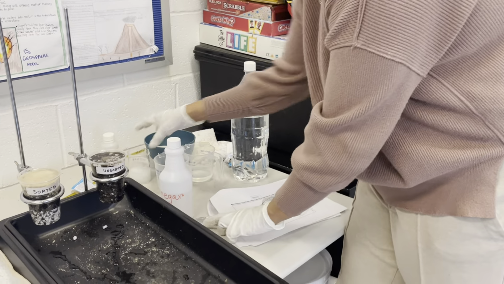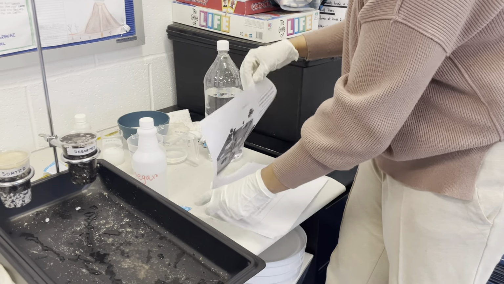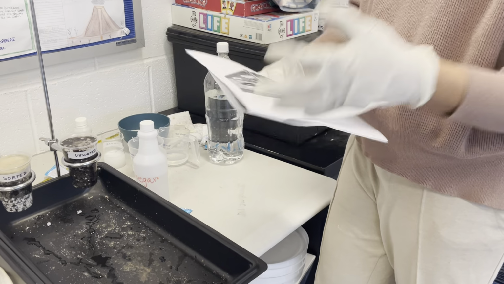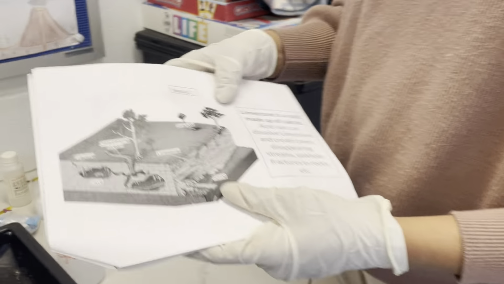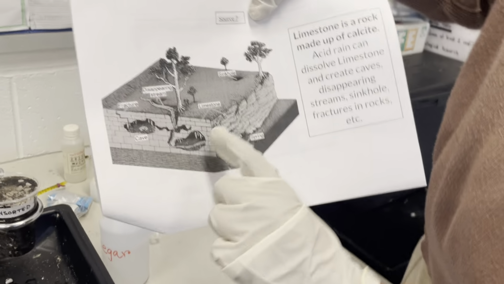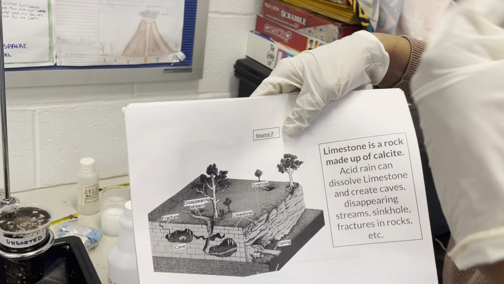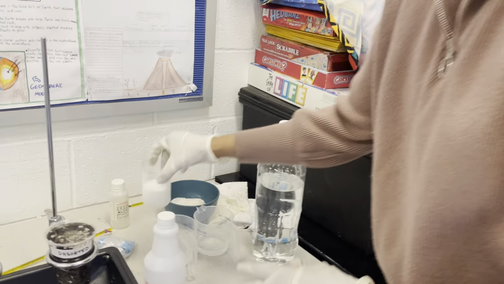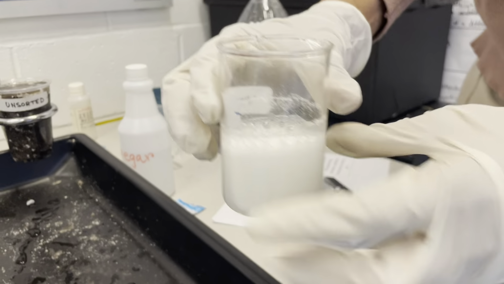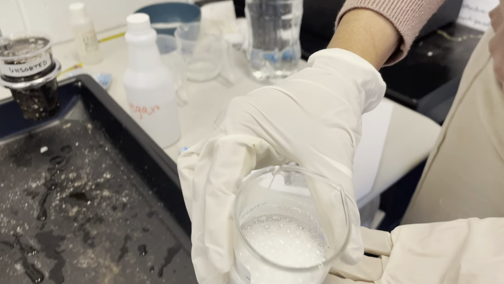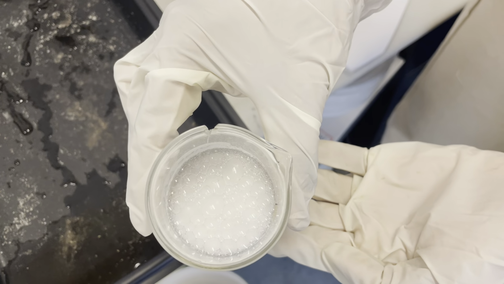So because we have so much acid rain now throughout the world, it's affecting our landscapes in New York State, and it's forming these caves and these sinkholes because the acid from the acid rain is completely dissolving the limestone, just like you see here. You can see then from the top that it's completely bubbling.